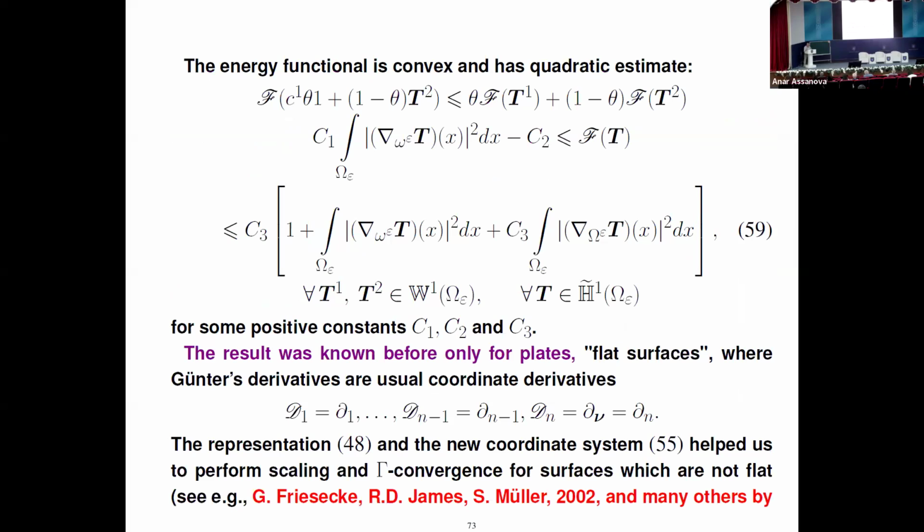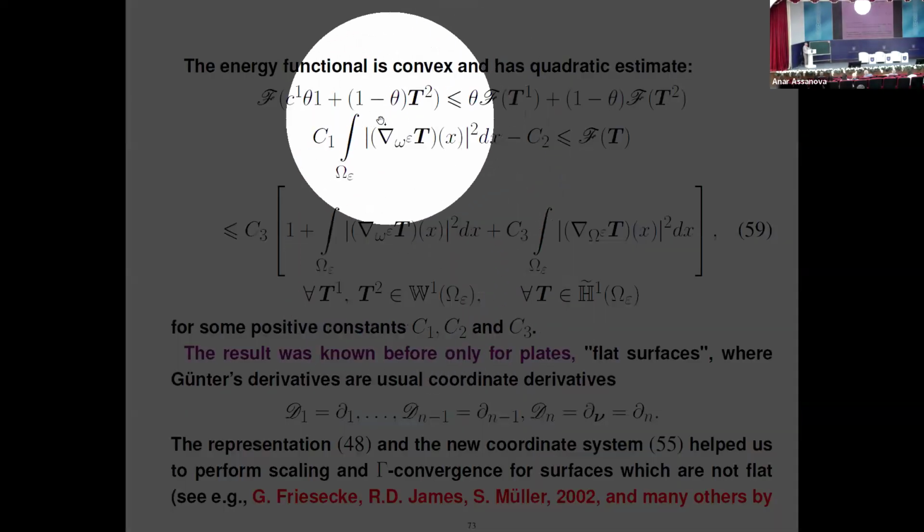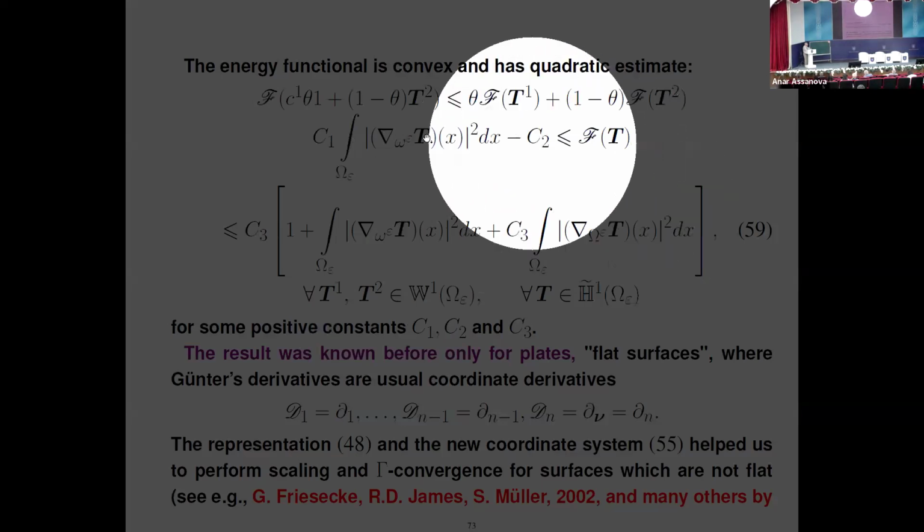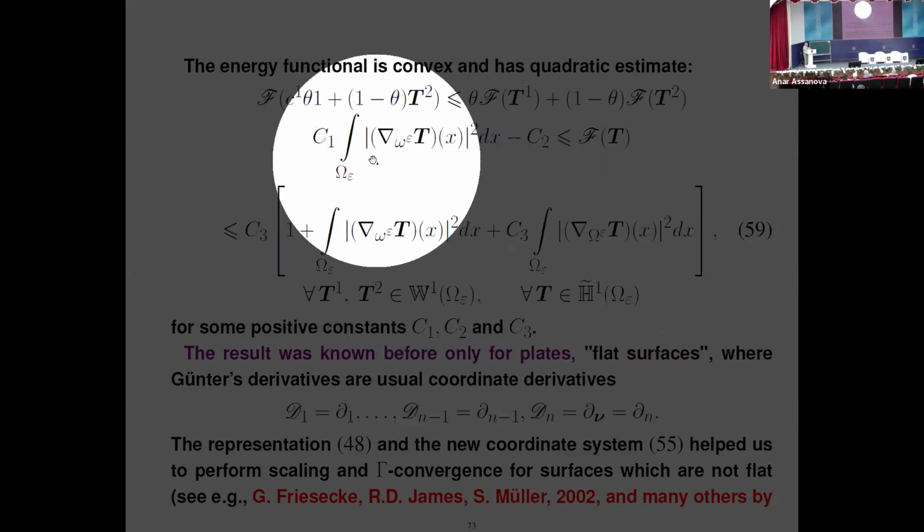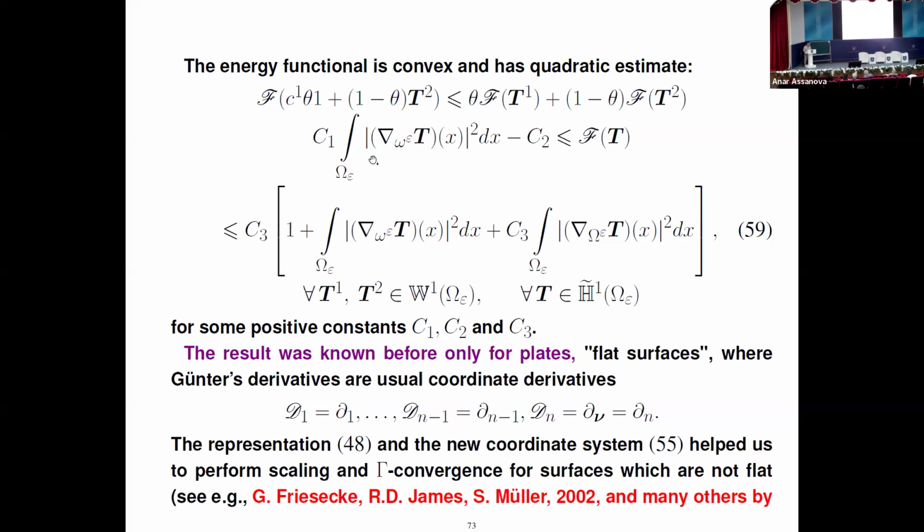This energy functional has this quadratic estimate, as I told you, which is written here. And also it is convex. The first line here shows you that it is convex, and the remainder states that it has a quadratic estimate. So with these properties, we can now continue our convergence and send epsilon to 0.